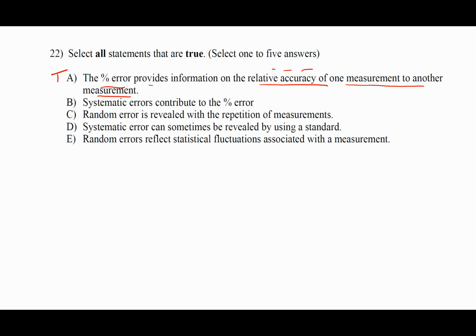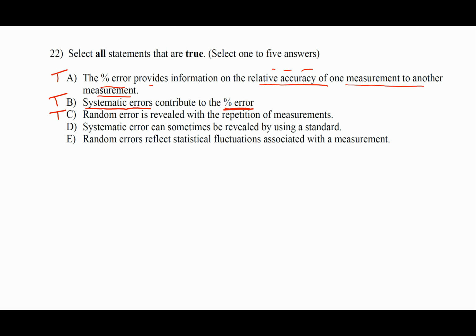Systematic errors contribute to the percent error. Yes, right? Systematic error is defined by the percent error. True. Random error is revealed with repetition of measurements. Yes, you do a bunch of measurements, you're able to get the standard deviation. It tells you what the number is. It doesn't make it smaller. It doesn't make it bigger. It just reveals it. It tells you what it is.